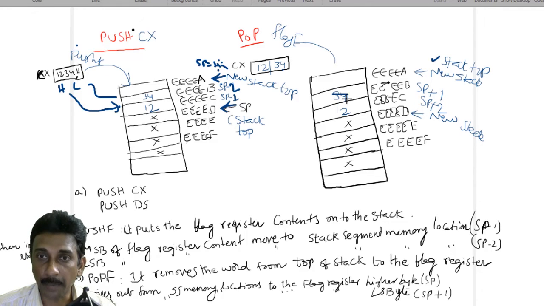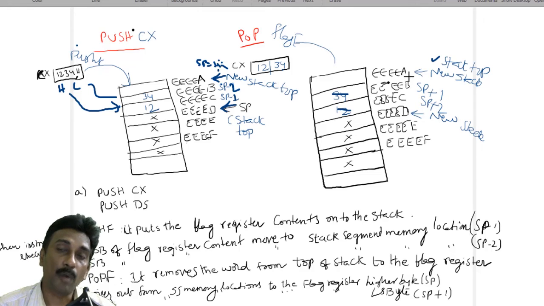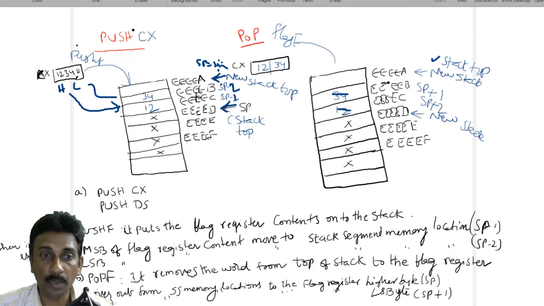Now it is empty. So what is the new stack top? Before, it was the stack top; now this one is the new stack top. So what happened is the stack pointer is going to be incremented. So while popping the instruction, the stack pointer is going to be incremented. While pushing the instruction, the stack pointer is going to be decremented.